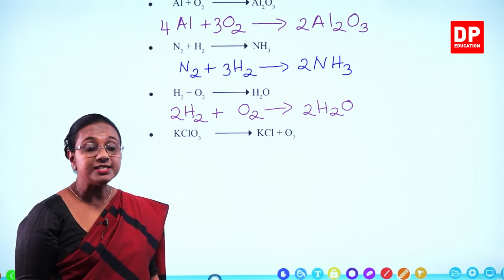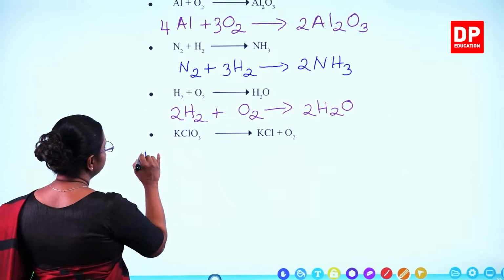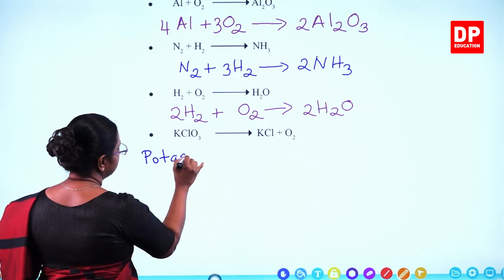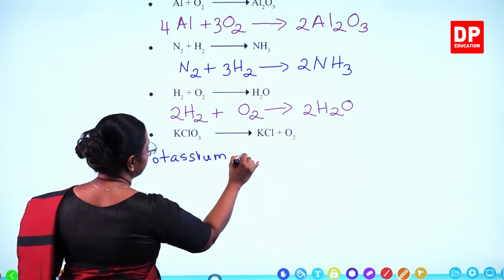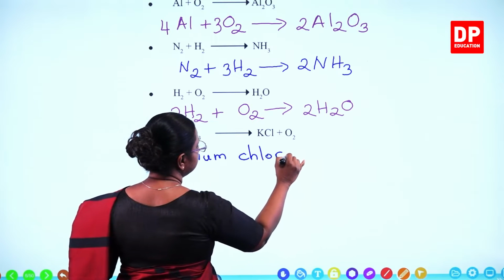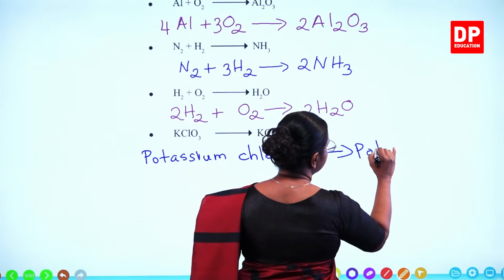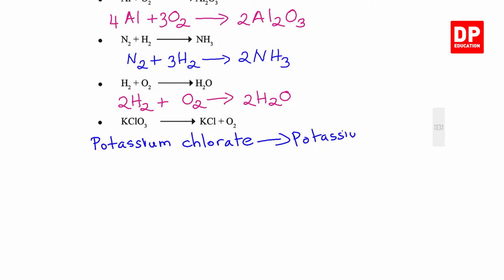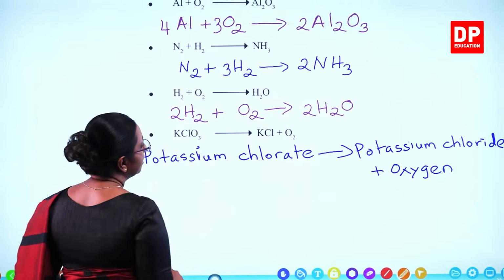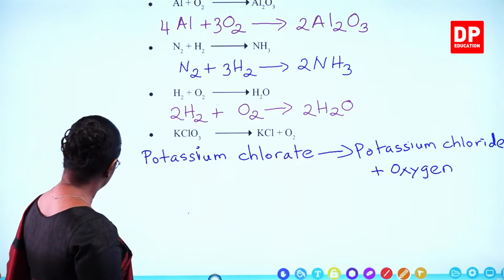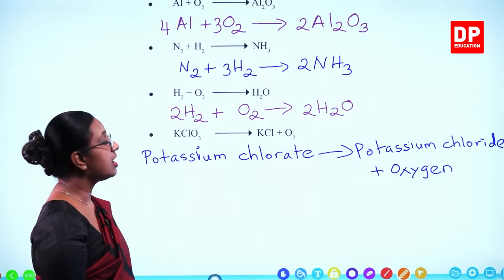KClO3, potassium chlorate. This is potassium chlorate. Giving rise to KCl, potassium chloride, and oxygen. So that is the equation. Potassium chlorate giving rise to potassium chloride and oxygen.